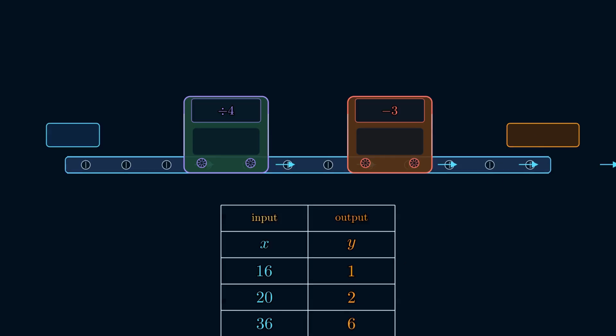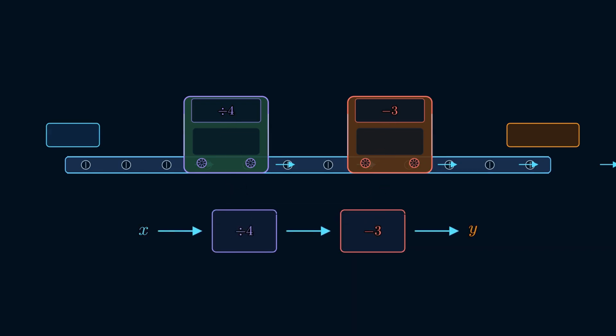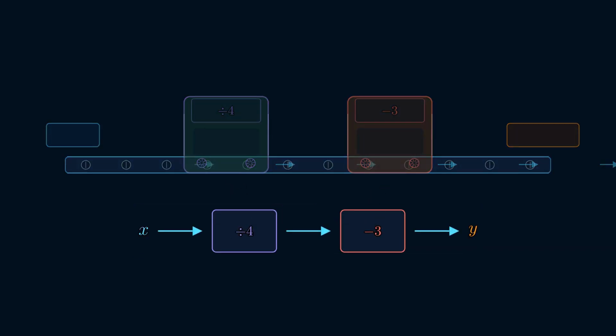The table records the pairs. When x is 16, y is 1. When x is 20, y is 2. When x is 36, y is 6. Now write the same rule as boxes. X goes through divide by 4. Then it goes through subtract 3. The result is y. To reverse it, undo the final operation first.